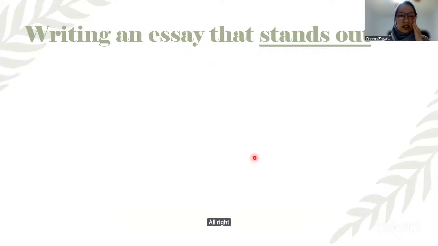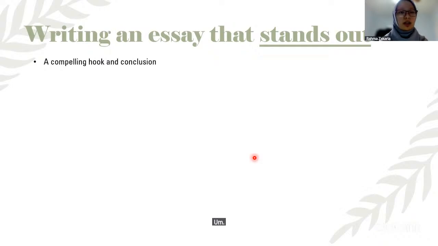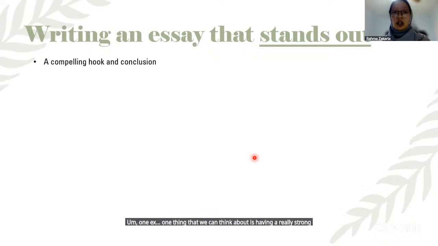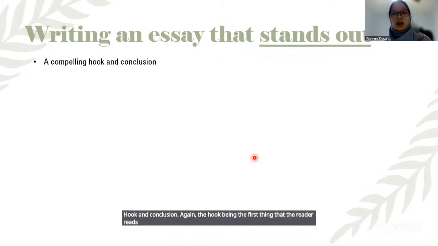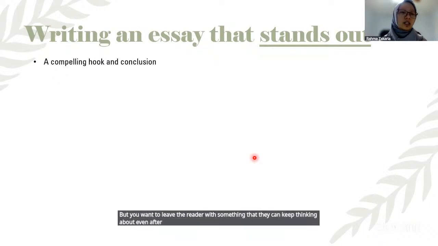All right, and finally, how can you write an essay that really stands out? Because we want to make our essays unique and very strong. One thing that we can think about is having a really strong and compelling hook and conclusion. Again, the hook being the first thing that the reader reads in your introduction, and we want it to really capture their attention and make them remember your essay later on. And in your conclusion, not only are you restating your main points, but you want to leave the reader with something that they can keep thinking about even after they're done reading your essay.